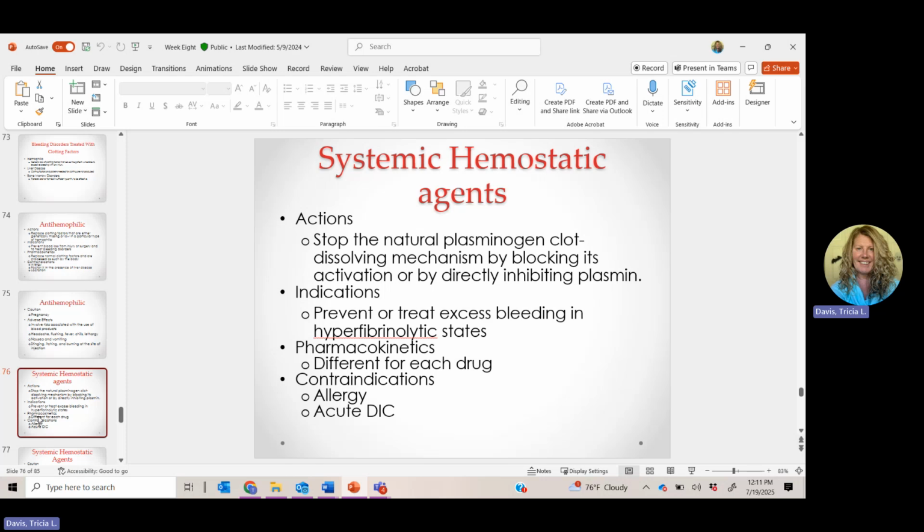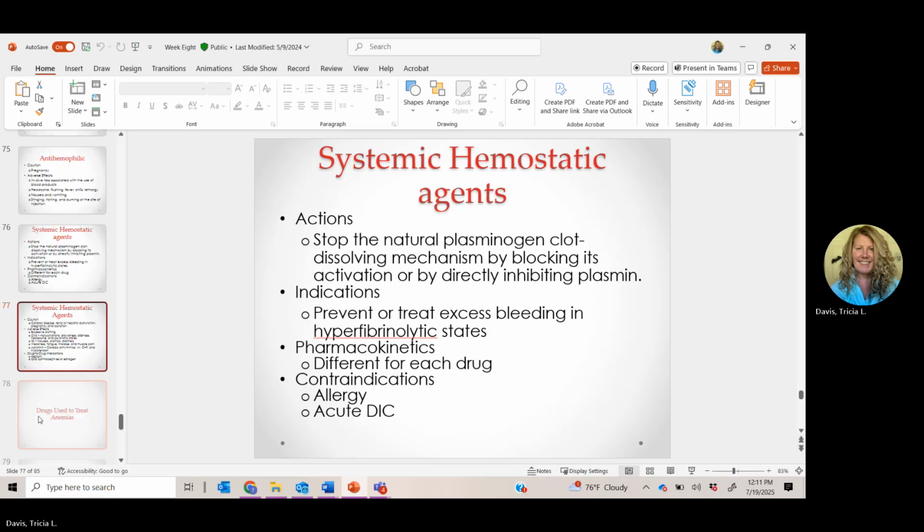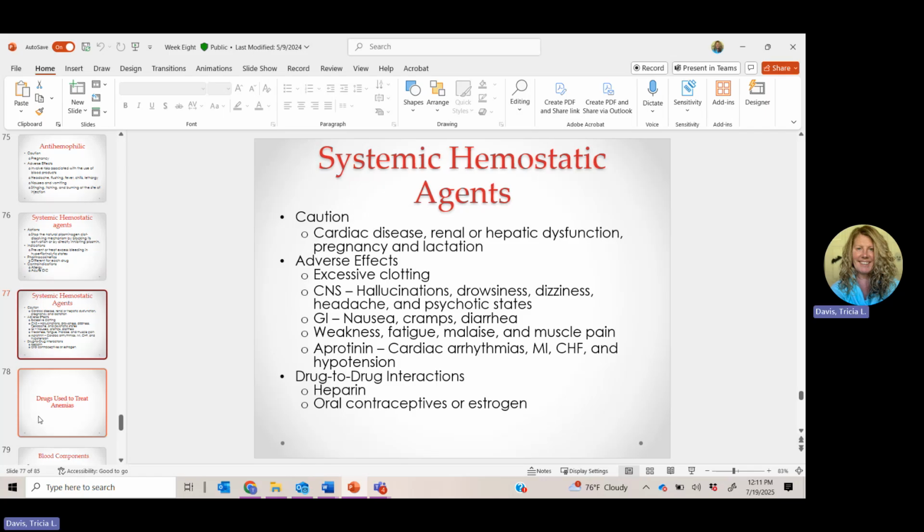We have our systemic hemostatic agents, okay? These are going to stop the plasminogen clot dissolving mechanism in the body that occurs naturally, okay? We're going to use these medications to prevent or treat excessive bleeding in hyperfibrinolytic states. We would not want to use if these patients have an allergy. We have to be careful with patients that have cardiac disease.